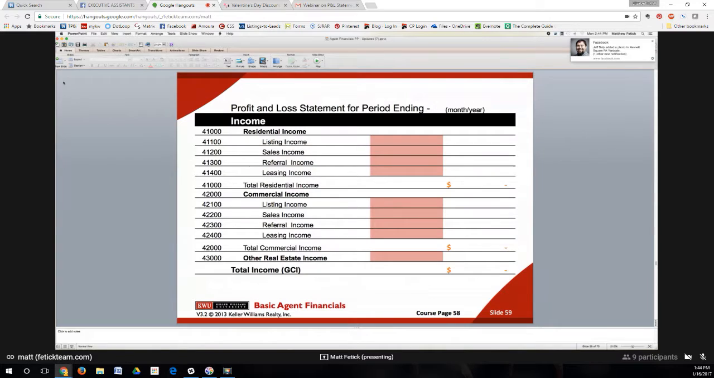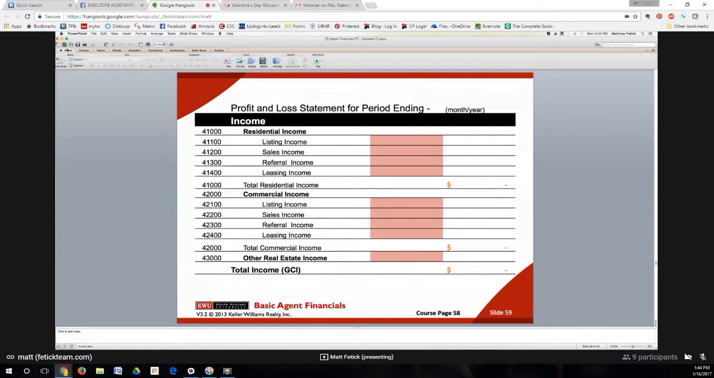So then eventually it starts to look like this. This is the top portion of an agent P&L. And if you see on the top portion of an agent P&L, this is the income section where you have the income, cost of sale, and then operating expense. Right here, you've got all of your income. You've got 41,000 residential income, listing income, sales income, referral, and then leasing. Then you do commercial income if you have it, and then you total it all up.